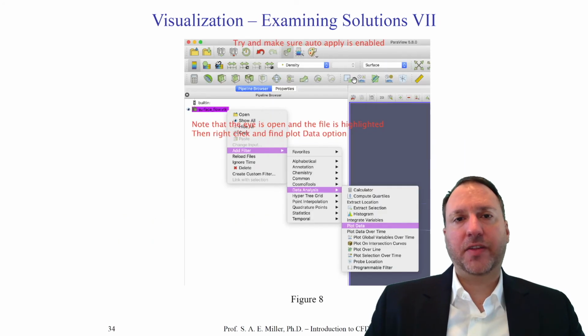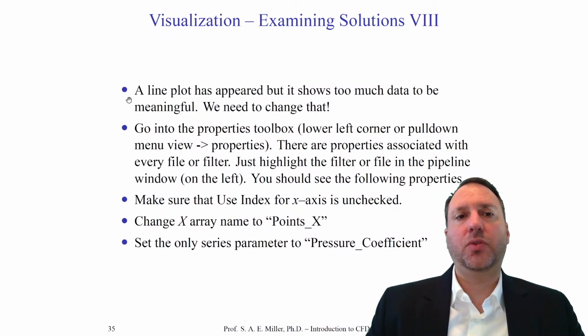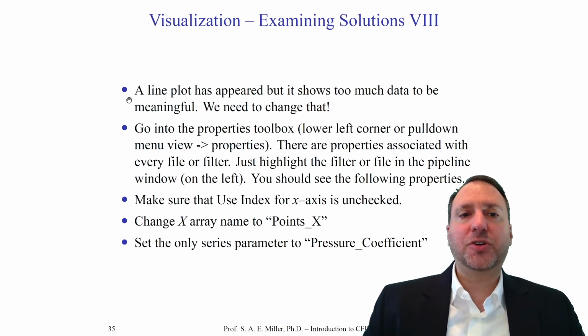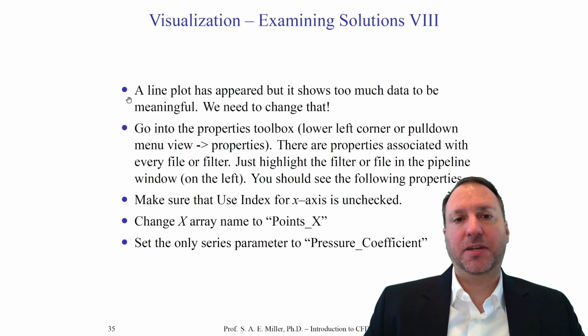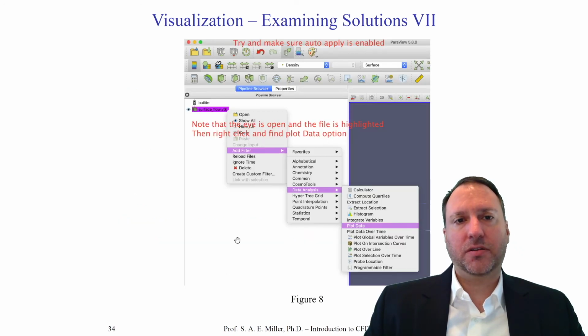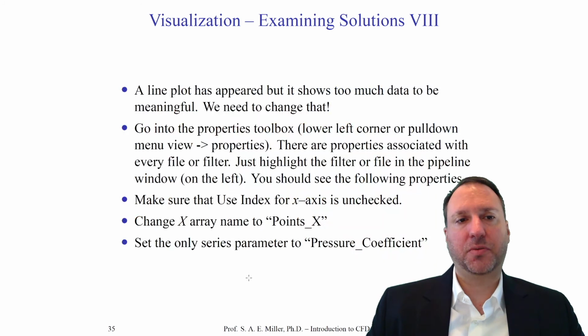Now, if you have the option to automatically apply commands enabled, you will see a new line plot appear on the right-hand side in the visualization window of ParaView. Unfortunately, there are too many lines to be meaningful, and we need to change that. You'll see in the lower left corner of your ParaView screen, if you have a fresh installation with default parameters, a properties box will appear.